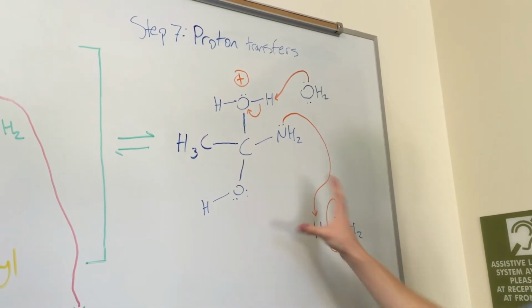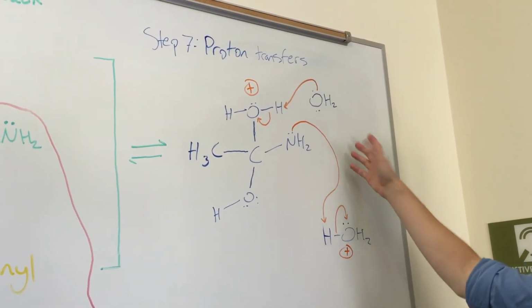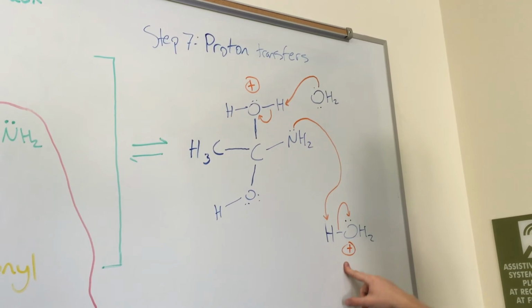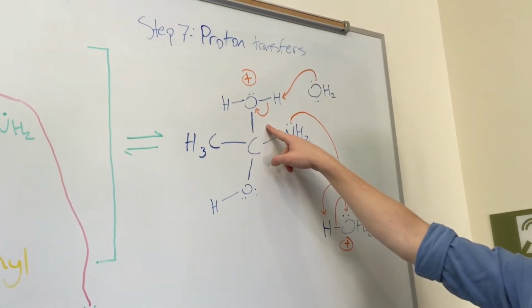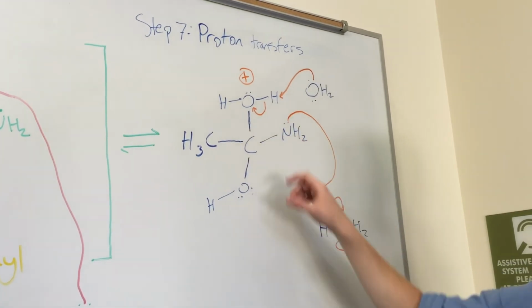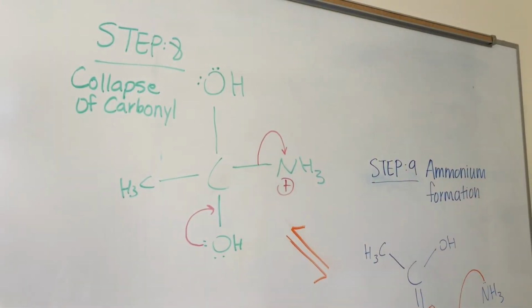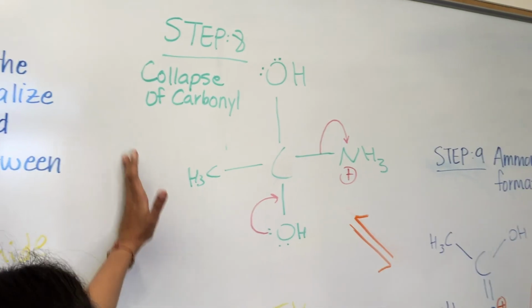Now, I'm drawing these as one step, but essentially we have proton transfer, so this will grab a proton from the media, acidic media, and water will form a hydronium from the water that's already on the molecule to quench that positive charge. Okay, so in step 8, we have the collapse of the carbonyl.